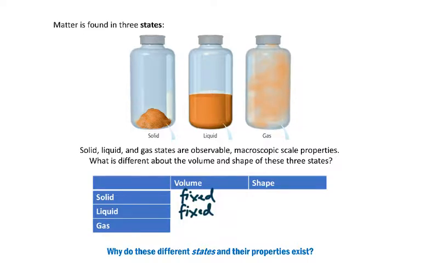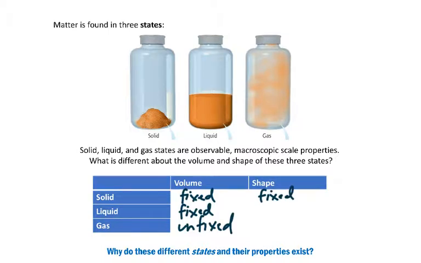It expands to fill the space that it can. So the volume is unfixed. Okay? Now let's look at shape. If you have a solid, let's say a rock, and you move it from a jar to the table, the shape does not change. Once again, the shape is fixed.